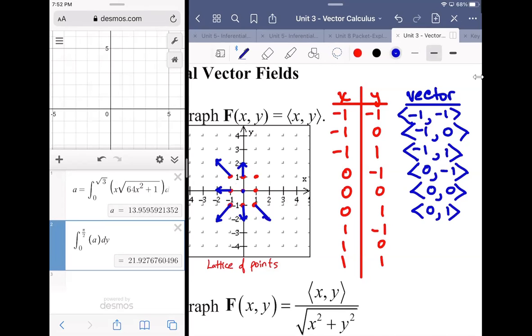So you can see it's radiating outward from the center. Some vector fields radiate outward or radiate inward in a circular pattern. Radial, radius, radial, circular. Right. So 1, 0. And then 1, 1.